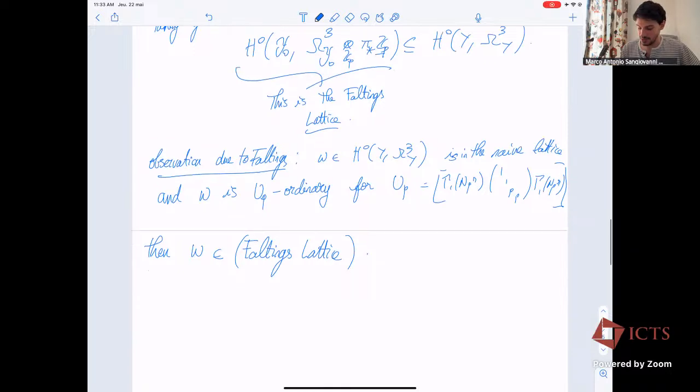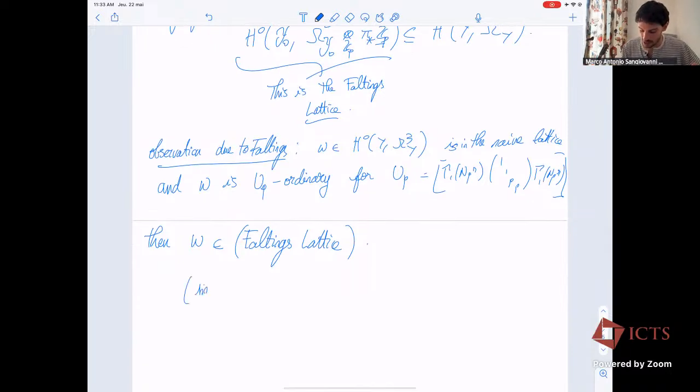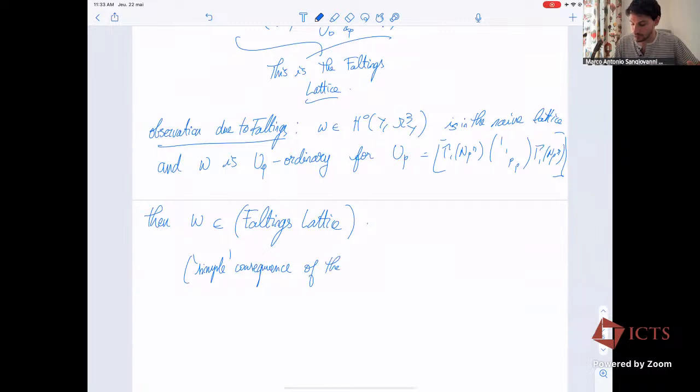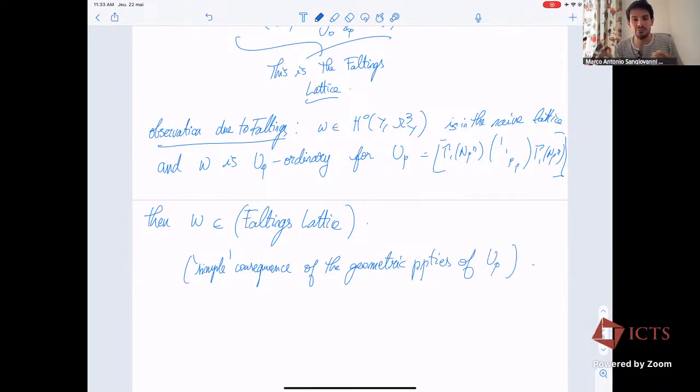Okay, and this is actually a rather simple consequence of the geometric properties of UP, which is obtained by quotienting. So in the case of GL2, for example, and something very similar happens in Sp4, you quotient by all the étale subgroups. And so you can proceed by induction in showing that omega lies in the Faltings lattice.